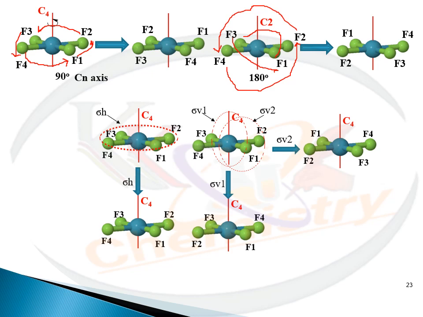Now perform sigma h, the horizontal plane. It will cut this molecule in this fashion. It will cut these four fluorines as well as this xenon atom. It means sigma h is perpendicular to the principal axis.